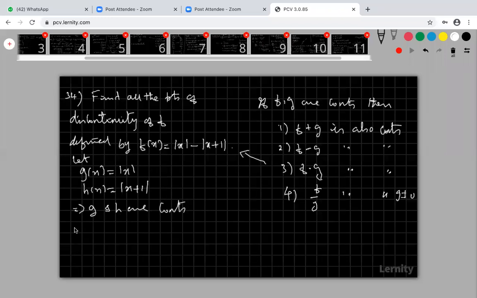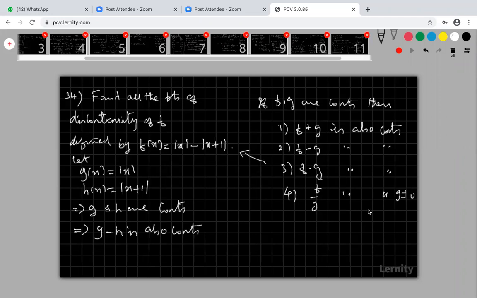If these two are continuous, this composition is also continuous. So what is my g composition f? Find out my g composition h. I'm sorry, this is not a composition, it is addition. Because g plus h of x or g minus h of x, g minus h is also continuous.